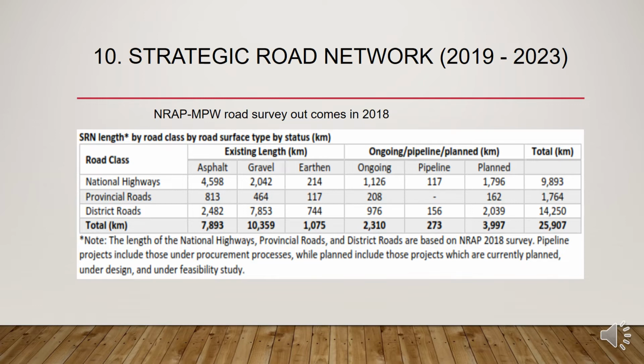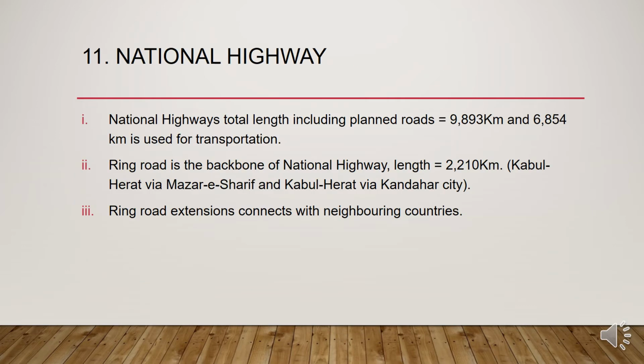The table shows the condition, length and type of the roads in the country. National Highway: the total length including planned and constructed roads is 9,893 kilometers, out of which 6,854 kilometers are currently used by transportation.